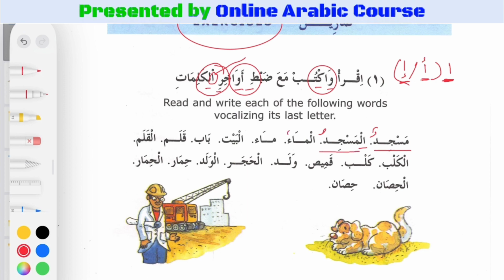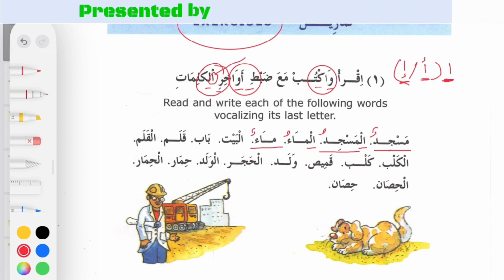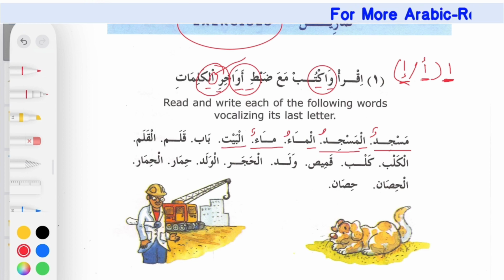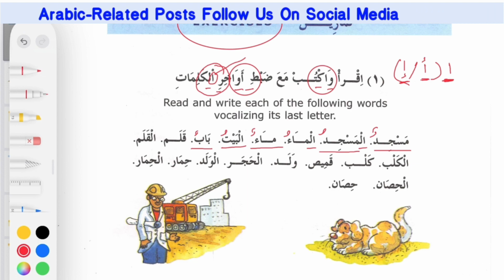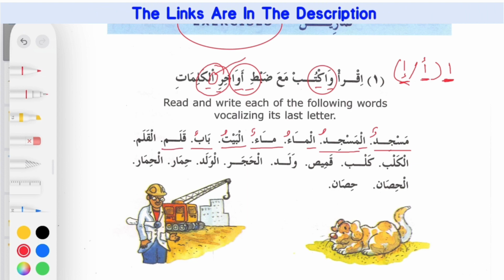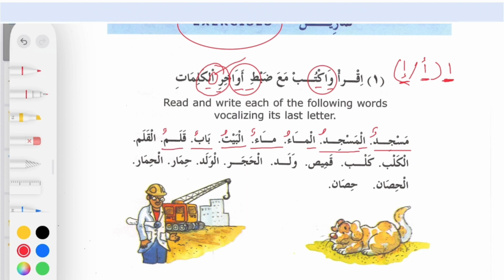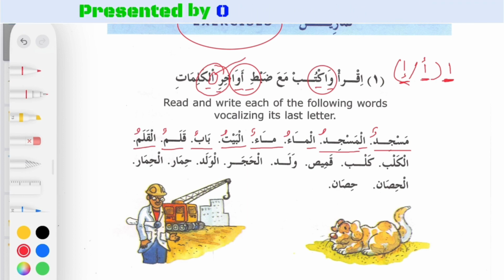Al ma'u, only with dhamma because it has alif lam in the beginning. Ma'un, there is no al in the beginning, that's why we will read ma'un with tanween. Al baytu, it is ma'rifa. Babun, it is nakira, only with tanween. Qalamun, it is also nakira. Al qalamu, it is ma'rifa because of al in the beginning.